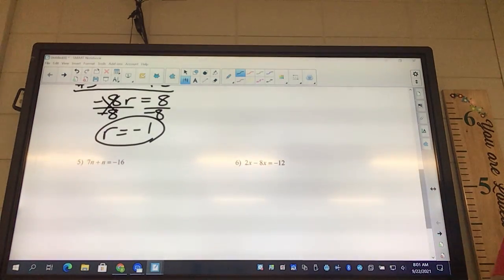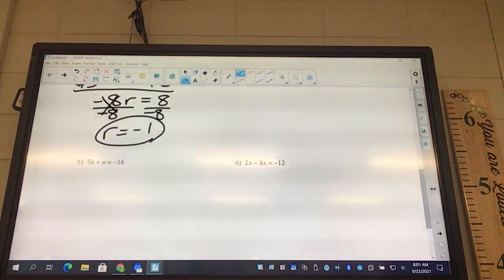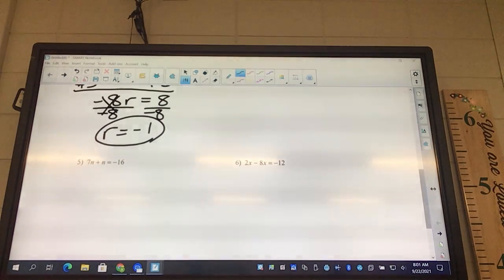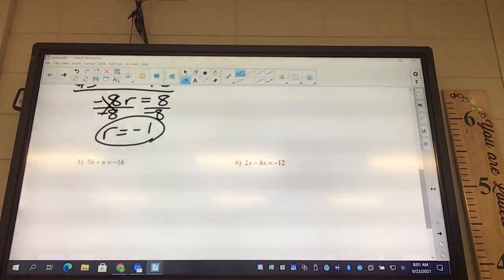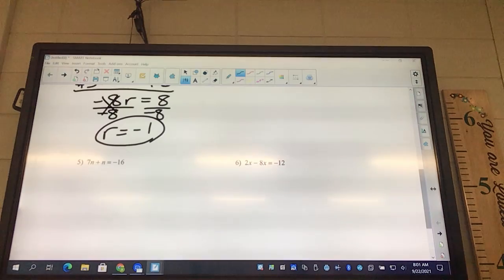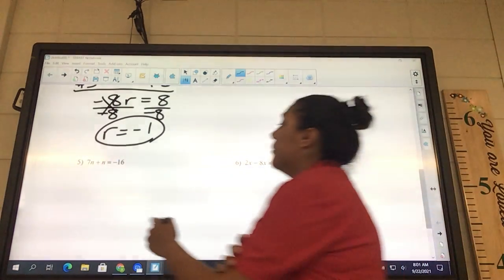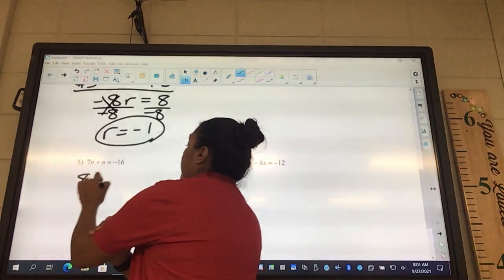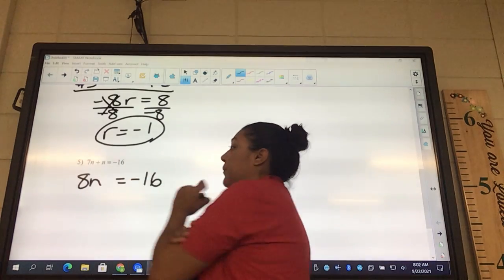Okay, look at 5. What can we combine? Or can we combine anything? 7n plus 1n. Okay, so we can put the n's together. And so what's a 7 and a 1? 8. So I'm going to have 8n equals negative 16.